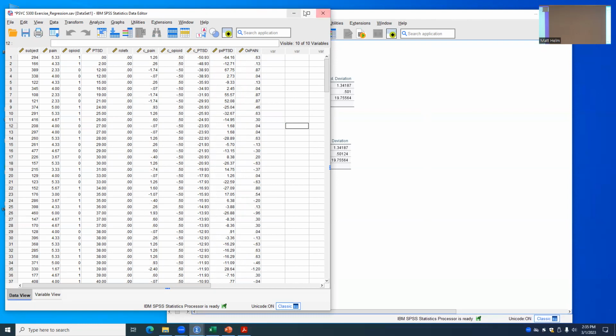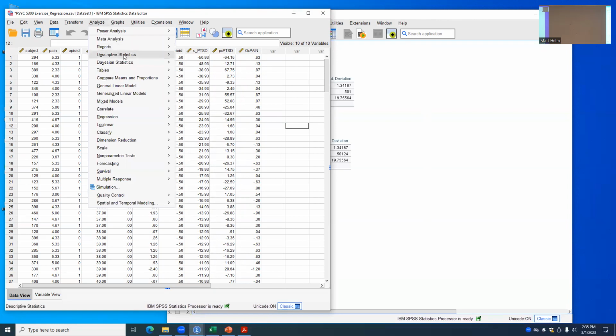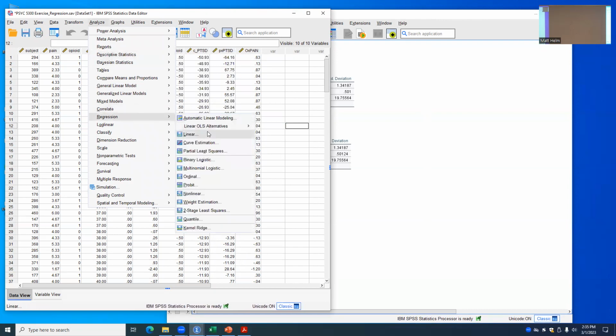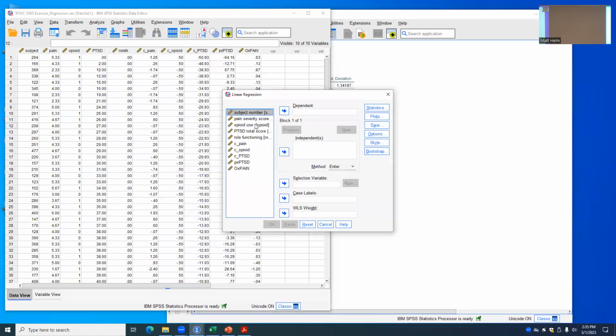Okay, cool. Now what we're gonna do is go through Analyze, not descriptives, down to Regression, Linear, okay? And now we're just gonna build our regression model. So role functioning is our outcome. We're gonna look at pain, opiate use, PTSD, all centered. And then my pain times PTSD and my opiate use times pain, okay? These are all gonna be my predictor variables here.